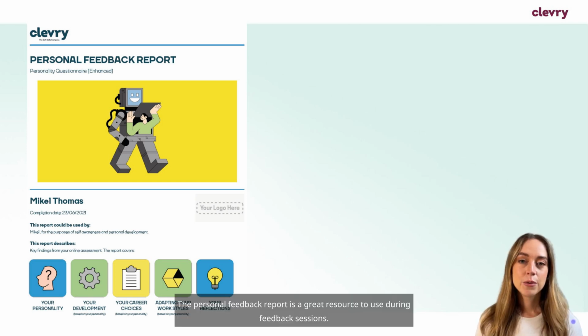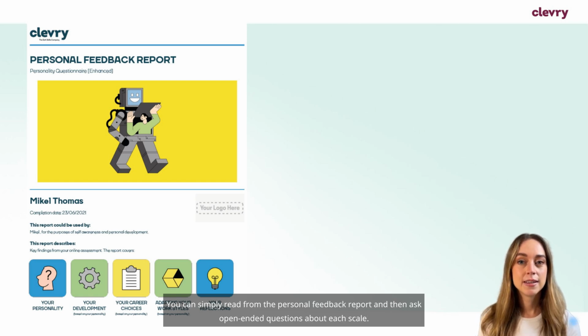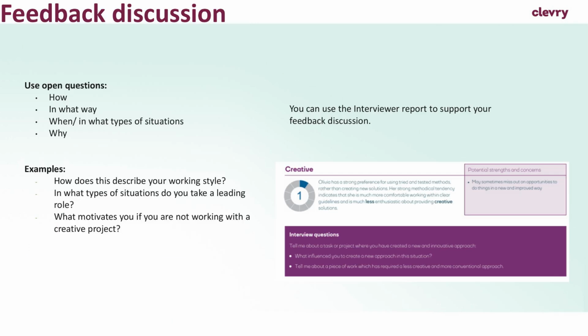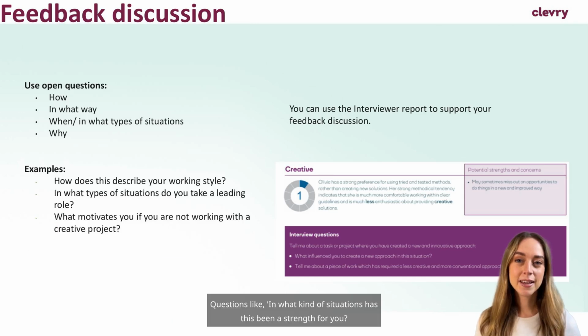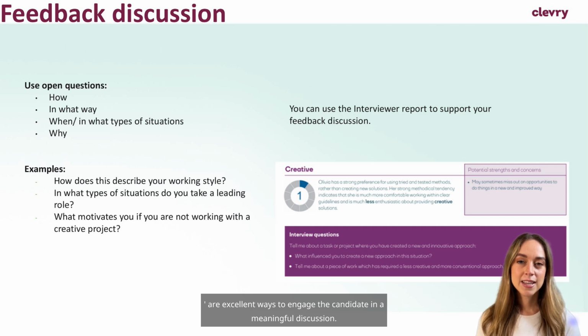The personal feedback report is a great resource to use during feedback sessions. It is written in the second person and is strengths-based, offering a gentler way to discuss the candidate's traits. You can simply read from the personal feedback report and then ask open-ended questions about each scale. Questions like, "In what kind of situations has this been a strength for you?" Or, "How has this trait helped you in your work?" are excellent ways to engage the candidate in a meaningful discussion.